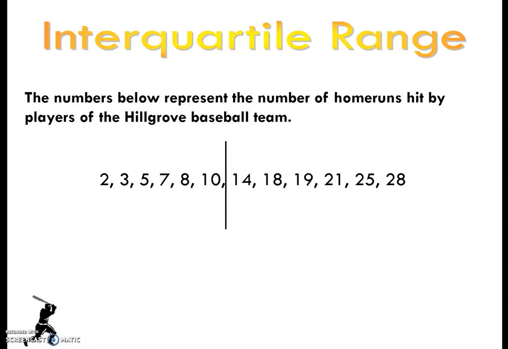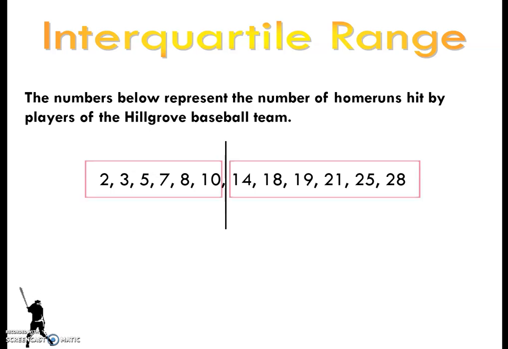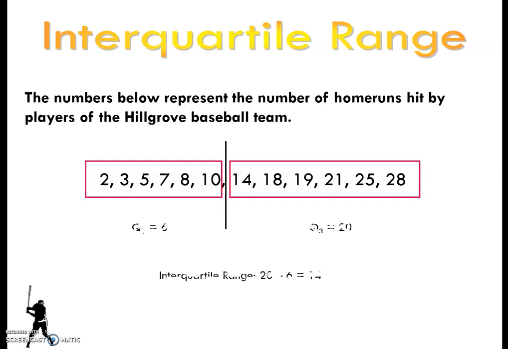That separates the data set, which had 12 values, into two groups of 6. Then we go through and find the lower quartile, or Q1, and the upper quartile, or Q3. And that is just by finding the median of the bottom half and the median of the top half. So the first quartile is 6. The third quartile is 20. So the interquartile range would be 14. So the middle 50% of the information falls between 6 and 20.